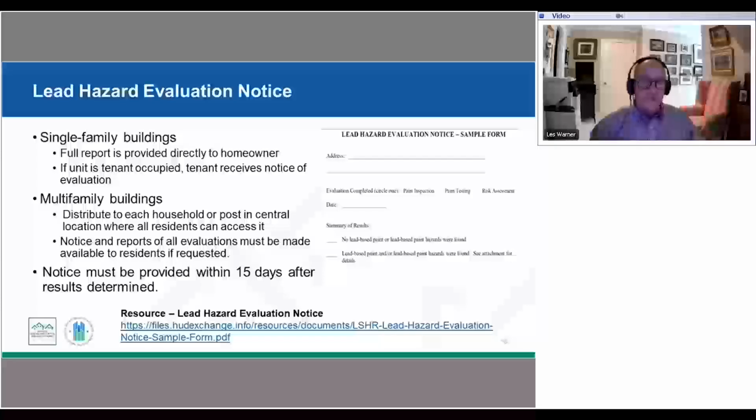And we need to make sure that those notices and reports are made available to residents if they request. So if they want to see the full report, they would be able to view that. That becomes a public document for them. Again, we need to provide that notice within 15 days after we have received back our test results, and we've provided a link here at the bottom for a sample lead hazard evaluation notice to be used to complete that notification process.